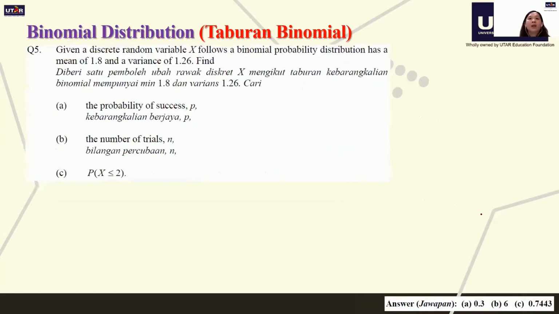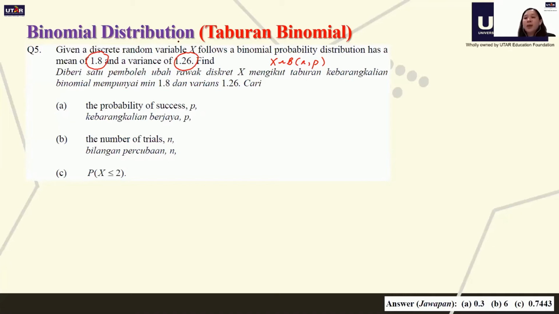Okay, now let's look at the next question. Given a discrete random variable X follows a binomial distribution, so it gives me n and p. The mean given is 1.8, and the variance is 1.26.